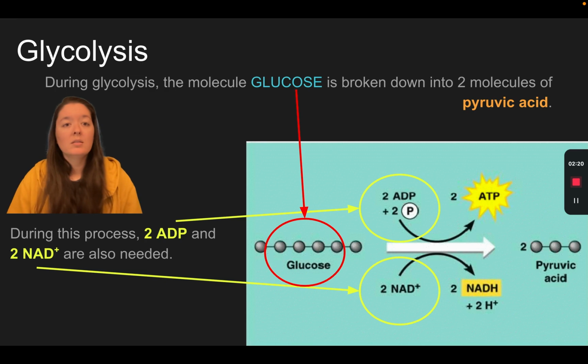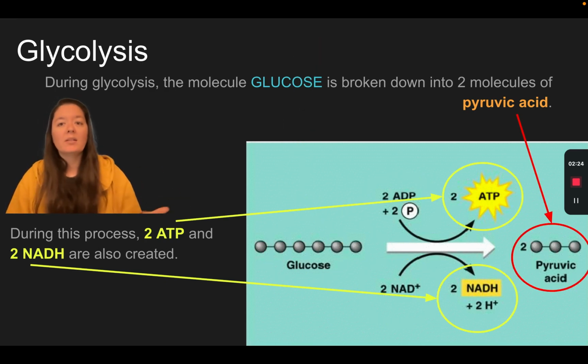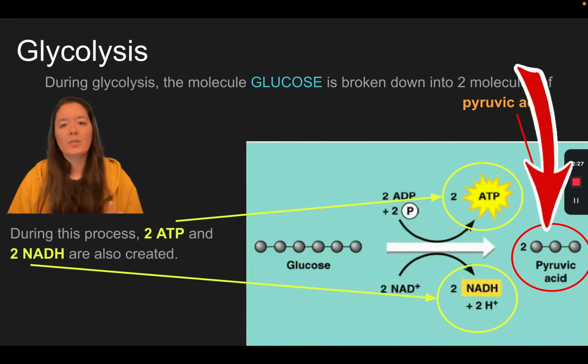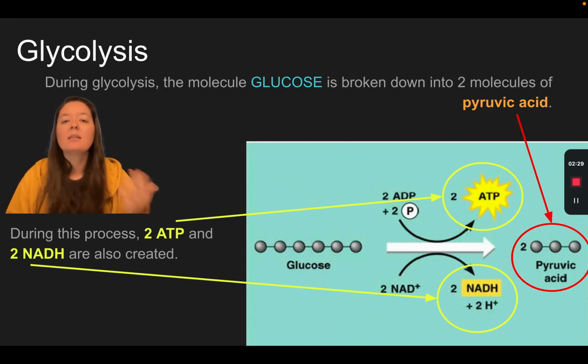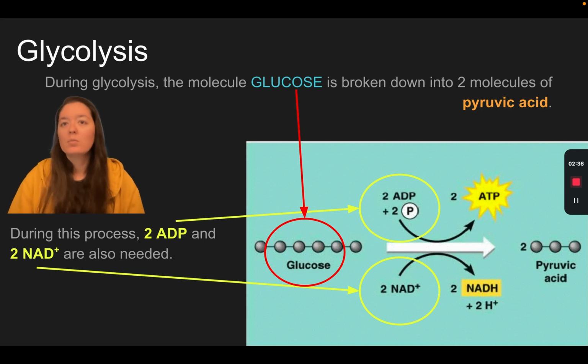So during glycolysis, we're looking at the molecule of glucose, and it's breaking down into two molecules of pyruvic acid. Now, in this process, what goes in as reactants are the glucose and 2 ADP. We're familiar with ADP from photosynthesis. And we have a new molecule called NAD+. It's very similar to the NADP+. It's just a little bit different since we're looking at cellular respiration instead of photosynthesis.